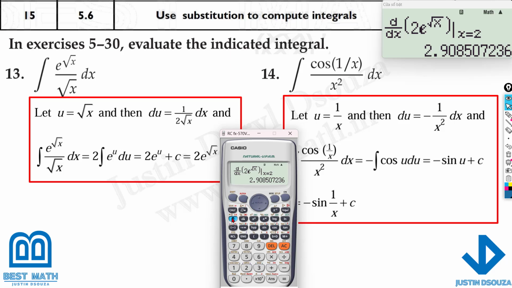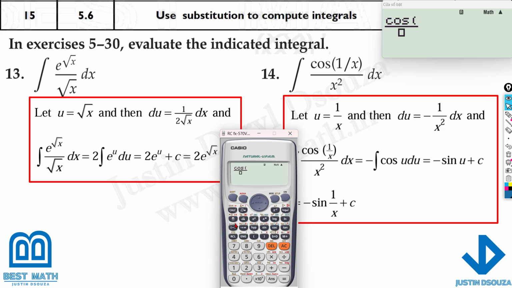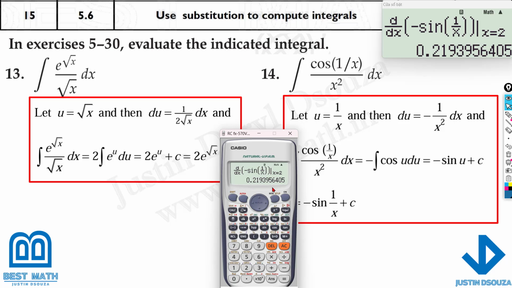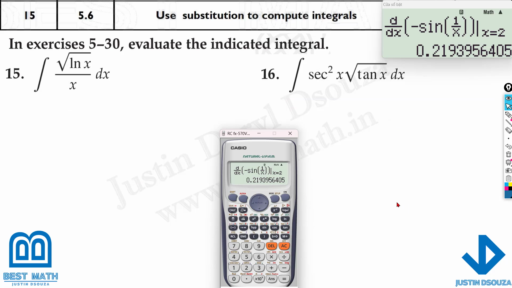What about this one? Cosine 1 divided by x, close the bracket, divided by x squared. Here calculated at 2, the answer is 0.219. Now put this answer shift d by dx minus sine 1 by x and close the bracket. You don't need to put any c because it'll be dissolved to 0 when you derive it, but the x value must be 2 itself at 0.219. It's the same answer.